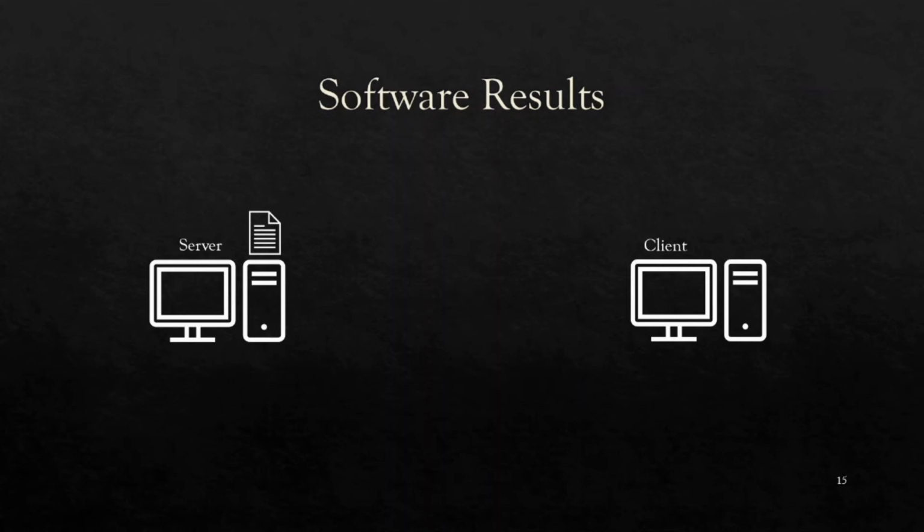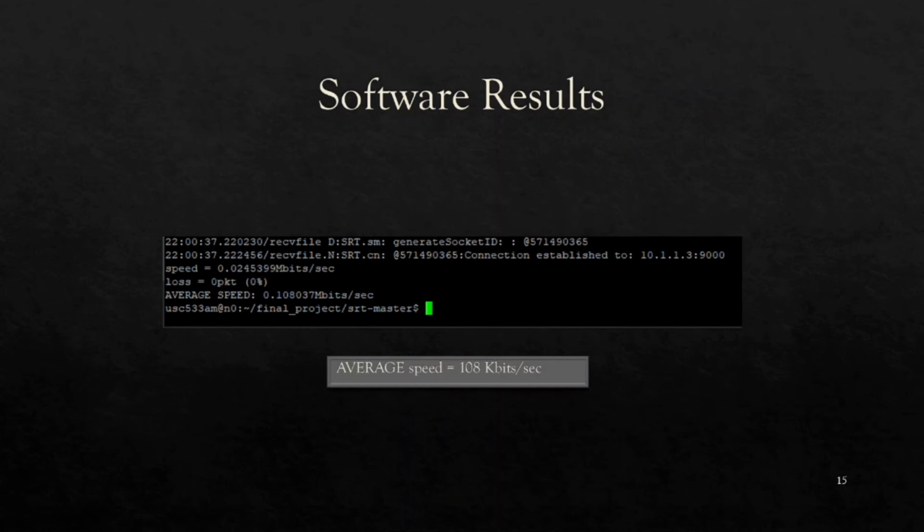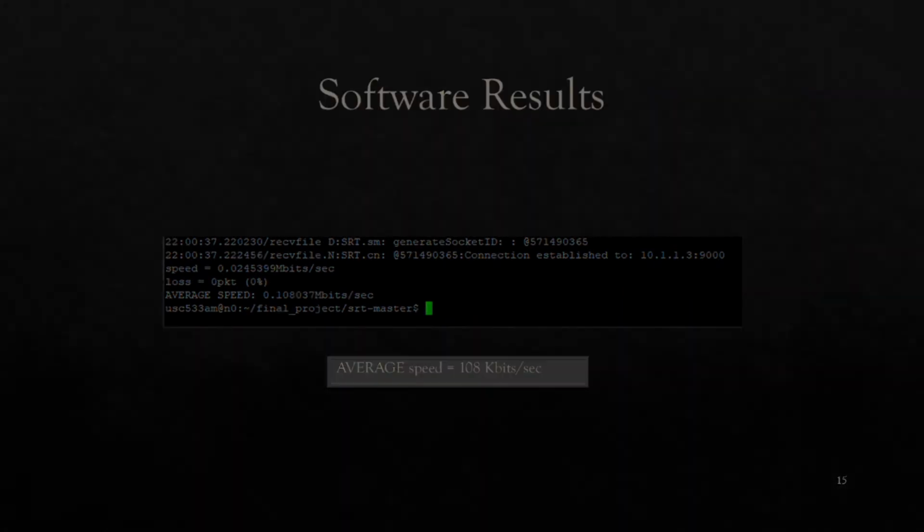Then we had a file that we wanted to transfer from the server to the client, and we conducted this experiment about 100 times, and we found that the average speed that the software-based SRT implementation was able to achieve was about 108 kilobits per second. So this is the speed that we're trying to improve with our hardware RDMA-based implementation.